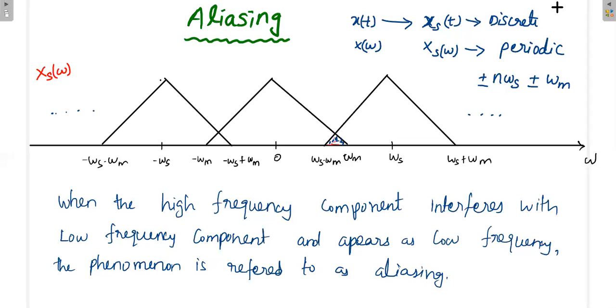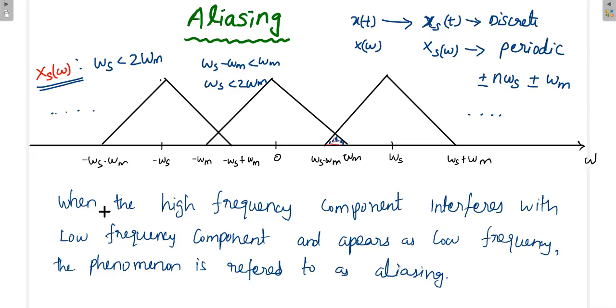In this diagram, if you observe, omega s minus omega m is less than omega m. If you take that condition, omega s minus omega m is less than omega m, then omega s is less than 2 omega m. So in case of aliasing, what is the condition we are getting? The condition is omega s is less than 2 omega m. If the sampling frequency is less than twice the maximum frequency of the signal, then definitely aliasing will be there.